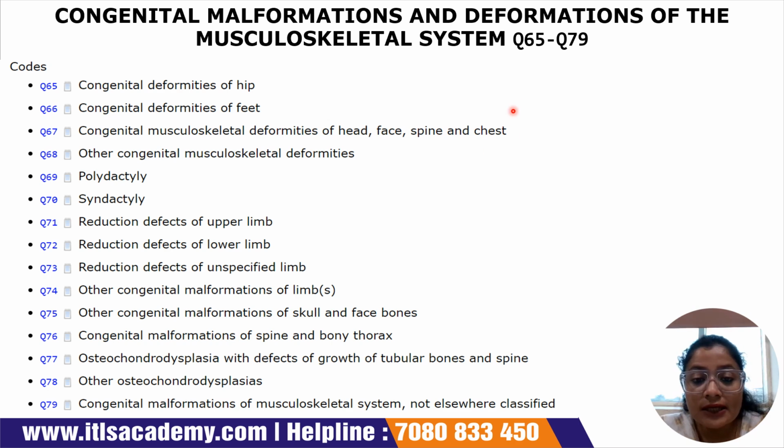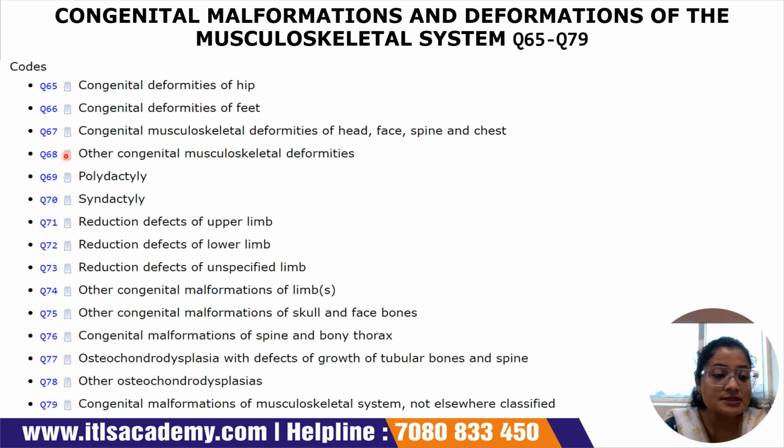Okay, so moving on to the next important set of subcodes that we need to talk about. As we can see, they are running from Q65 to Q79, and they are corresponding to congenital malformations and deformations of the musculoskeletal system. Let's see what are the different codes and subcodes that we can see over here. First we have Q65, which corresponds to congenital deformities of hip. Then we have Q66, which corresponds to congenital deformities of feet.